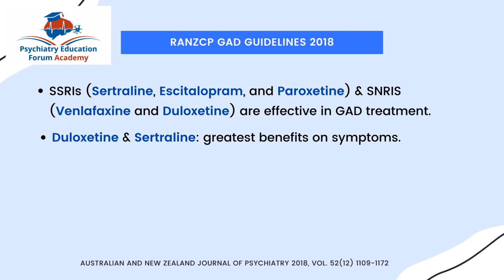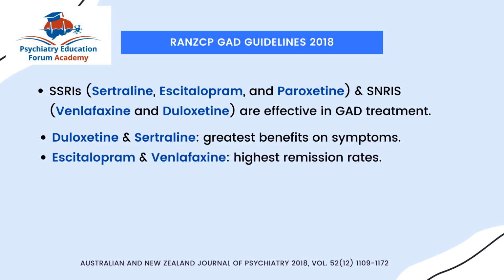How about remission of GAD symptoms? Which two antidepressants showed the highest remission rate? Well, escitalopram and venlafaxine. So we can't ignore these facts. It's difficult to choose one medication here, but let me take this back. I should say these four antidepressants, sertraline, escitalopram, venlafaxine, and duloxetine, are showing definitely better on this guideline also.